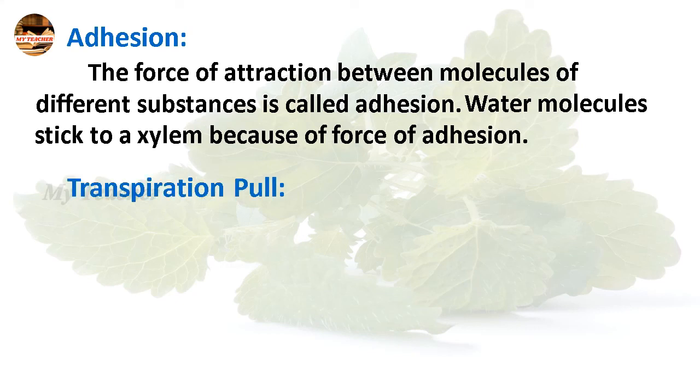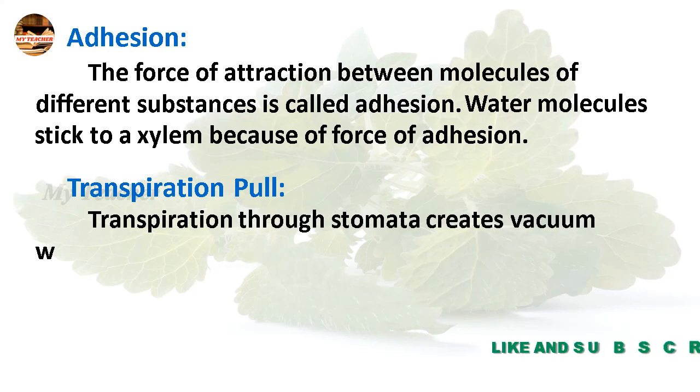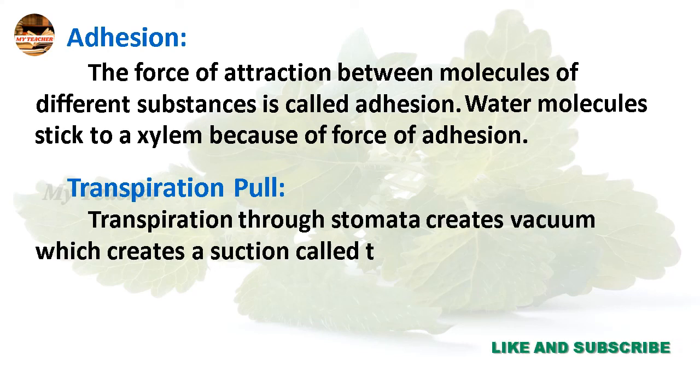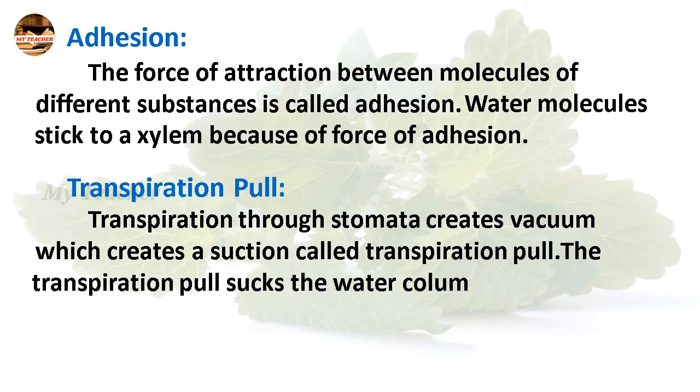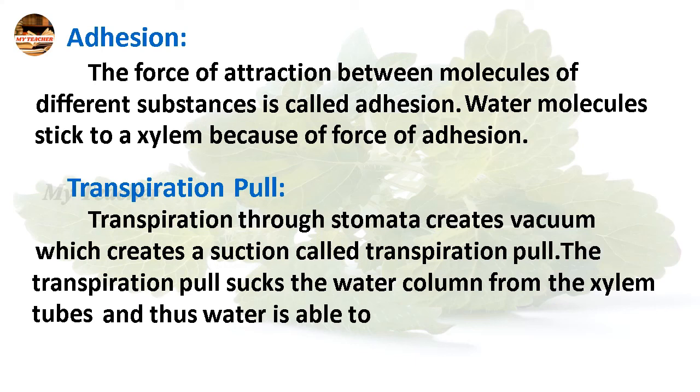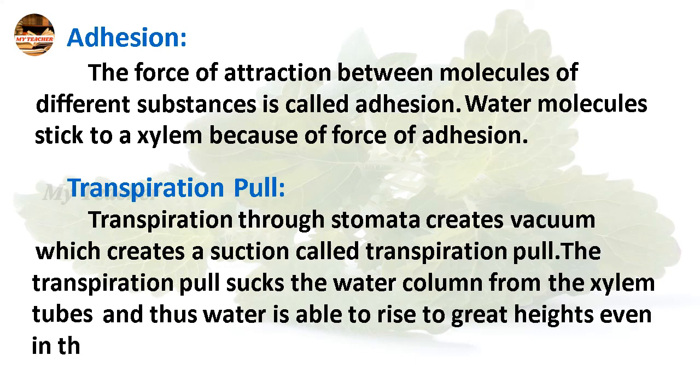Transpiration pull. Transpiration through stomata creates a vacuum which creates a suction, called transpiration pull. The transpiration pull sucks the water column from the xylem tubes, and thus water is able to rise to great heights even in the tallest plants.